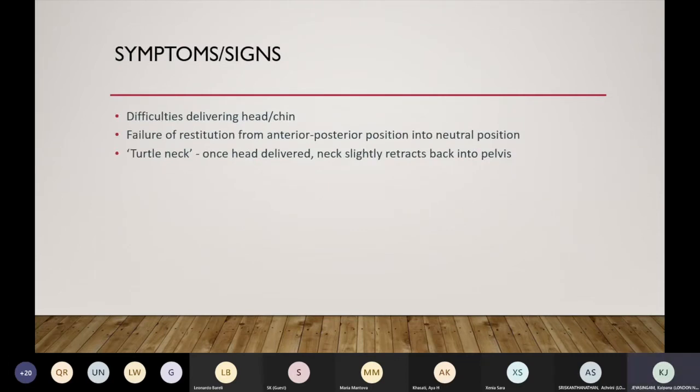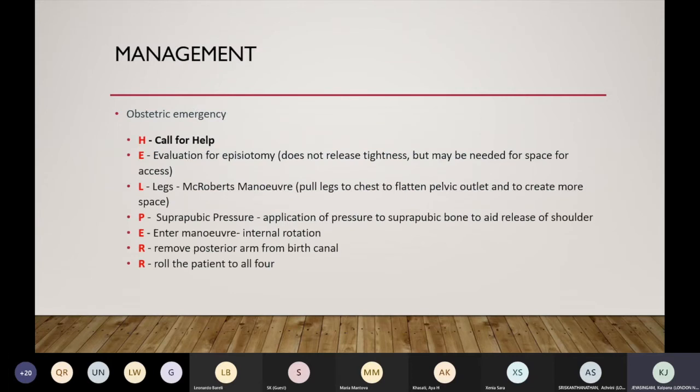The obvious one might be that there are difficulties in actually delivering the head or chin, and i.e. there might be a very narrow pelvic bone and difficulties getting the baby out. It could be failure to get the baby into a neutral position once the head has been delivered, because of the shoulder getting stuck, or the turtle neck. So once the head has been delivered, you can see that the neck slightly retracts back into the pelvis, which also shows that there might be an obstruction for the shoulder to come out.